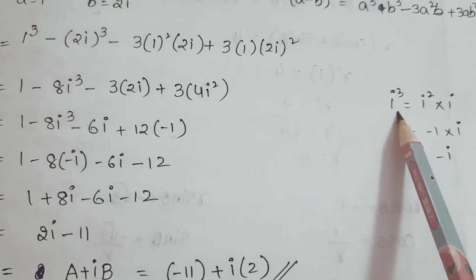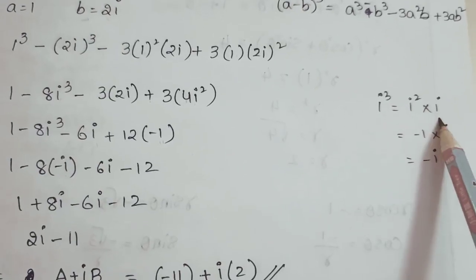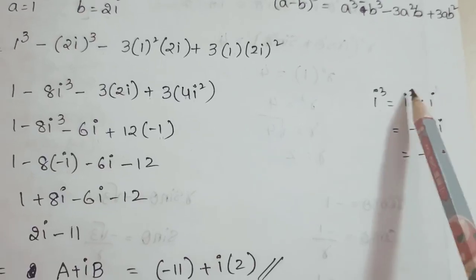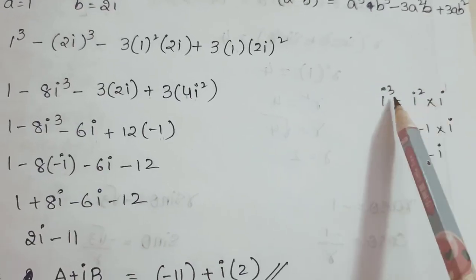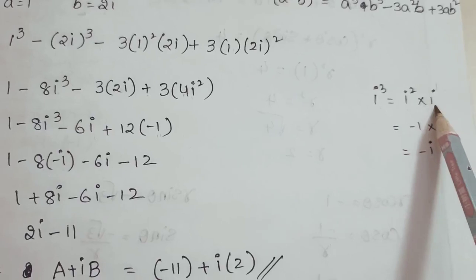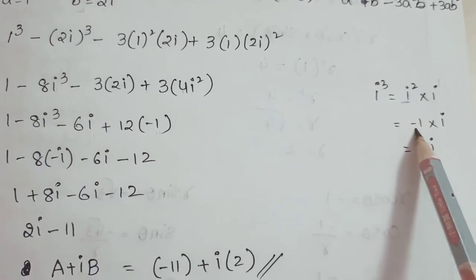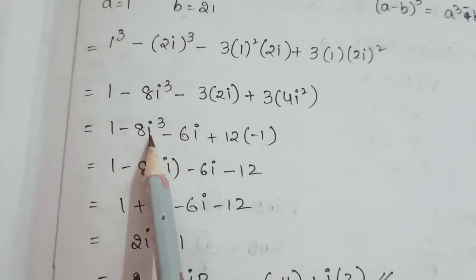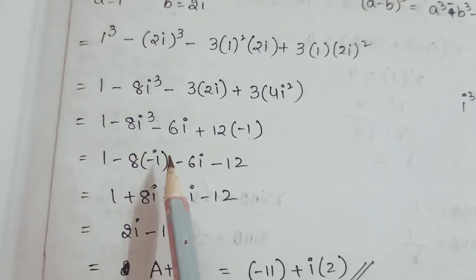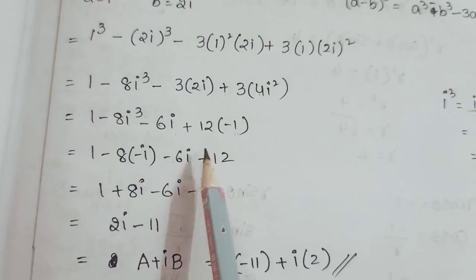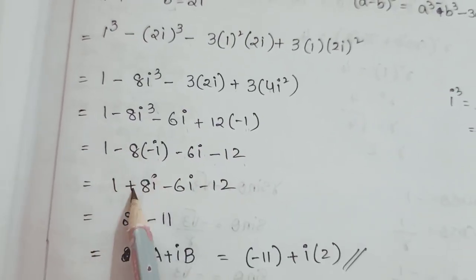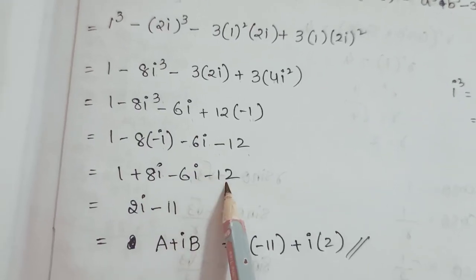See here, we can write i cube as i square into i. The bases are the same, so powers should be added: 2 plus 1 is 3. We know the value of i square is minus 1, and minus 1 into i is nothing but minus i. So in place of i cube we can write minus i. Minus 6i stays the same, plus into minus is minus 12. 1, minus into minus is plus 8i, minus 6i, minus 12.